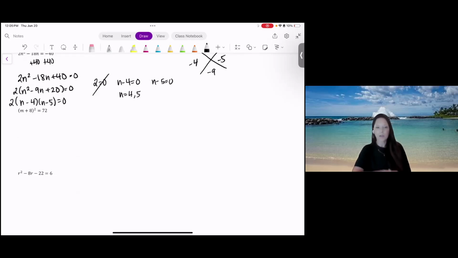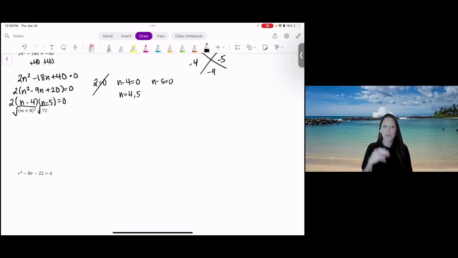Moving on to my next equation, m plus 8 squared equals 72, I have a single m term. And while this looks linear, it has a square. So m is going to be squared, but I do not want to expand this. I can actually go ahead and use the principle of square roots and square root both sides of the equation.